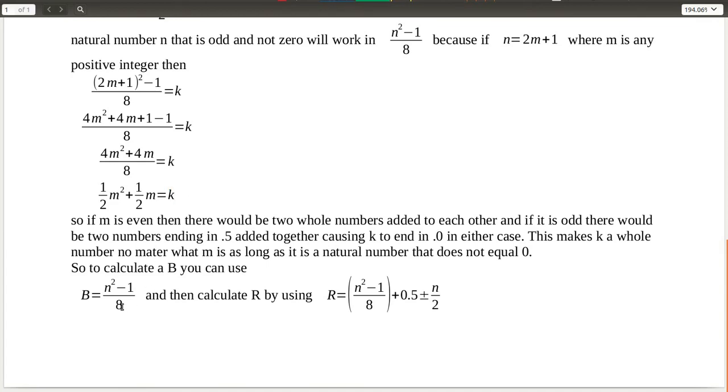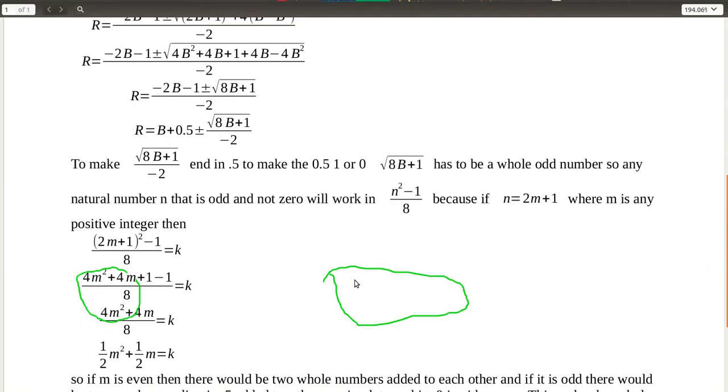So with this, we can write our b as n squared minus 1 over 8, and our r as n squared minus 1 over 8 plus 0.5 plus or minus n over 2. This formula is derived by plugging in our n squared minus 1 over 8 into r equals b plus 0.5 plus or minus the square root of 8b plus 1 over negative 2.